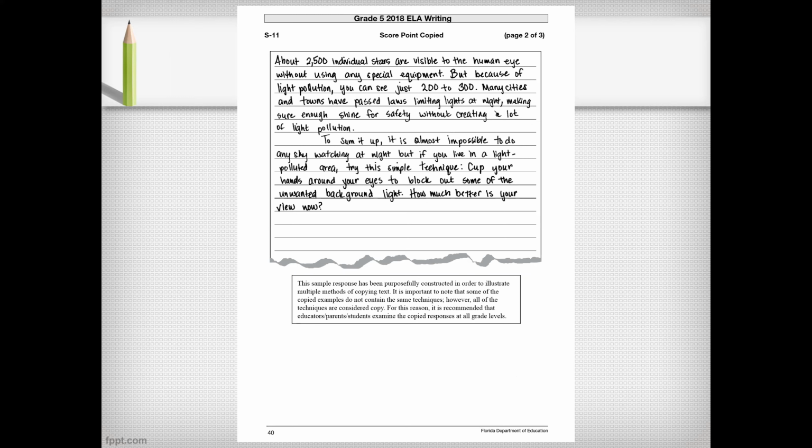So unlike all of the other essays we've read, this one was actually not written by a real student, but instead it's provided as a resource for us so that we can see all of the different techniques that students might use that are still considered copying. So this is a good idea for you to go and look at the 4th grade sampler set, even the middle school sampler sets, to see some other examples of copied responses. So you really start to be able to identify that within your own students' writing.